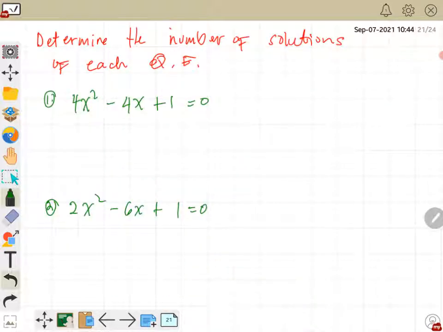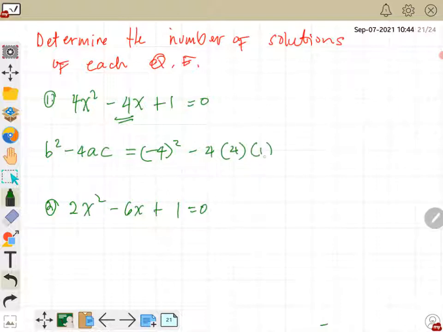So we have here, determine the number of solutions of each quadratic equation. What we do is simply solve for b squared minus 4ac. What is b? That is negative 4 here. So that's negative 4 squared minus 4. What is a? 4. What is c? 1. So let's compute. We have 16 minus 4 times 4 times 1, that is 16. Oh, the result is 0.